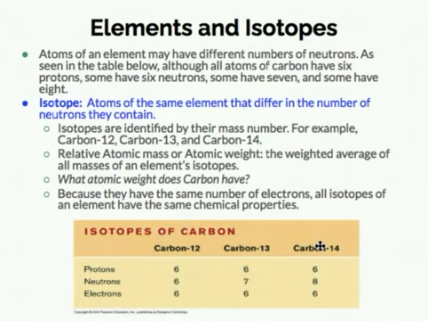Remember, the atomic mass is different from the relative atomic mass or atomic weight, which is the weighted average of all masses of an element's isotopes. So what atomic weight does carbon have? If you want to go to Blend and look at that periodic table really quick, you can look up what atomic weight carbon has. If you went and looked it up, carbon has an approximate atomic weight of 12.011. What that tells us is the most abundant isotope of carbon is carbon 12. And again, because they all have the same number of electrons, all isotopes of an element will have the same chemical properties.